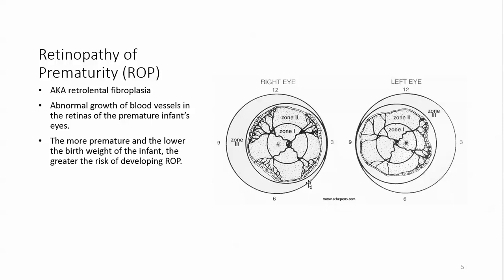Okay. So this is zone 1 right in here. Okay. This contains the optic nerve and the macula. And in zone 2, which is right here, okay, this is an intermediate zone where the blood vessels stop in ROP. So they're going to stop like right around there. And zone 3, it's right in here, is the peripheral zone of the retina where vessels are absent in ROP but present in normal eyes.